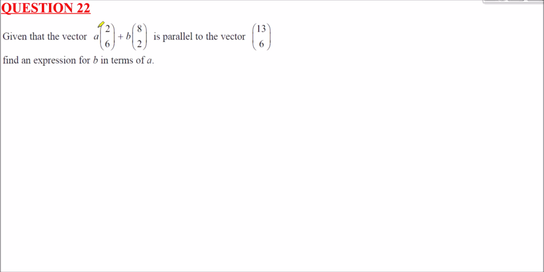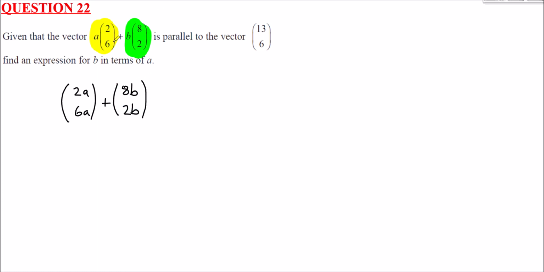So what I'm going to do first of all is just rewrite this as a different looking vector. Vectors, if you have a scalar, just a number on the outside, multiplied by a vector, it can be expanded in much the same way as expanding a linear algebraic bracket. So I can multiply this A by the 2 on the top and the A by the 6 on the bottom. That gives me 2A, 6A, and then this one, similar with the B, I can call this B times 8, 8B, then B times 2 is 2B.